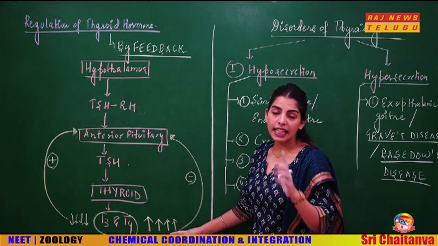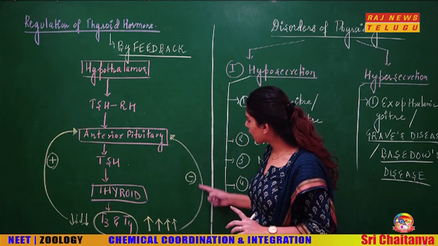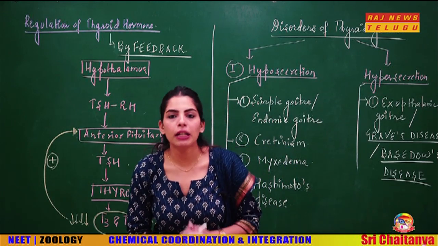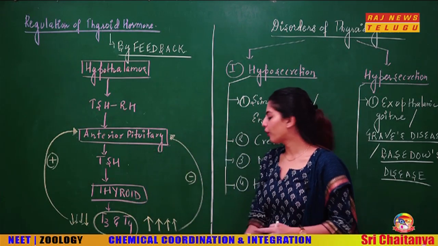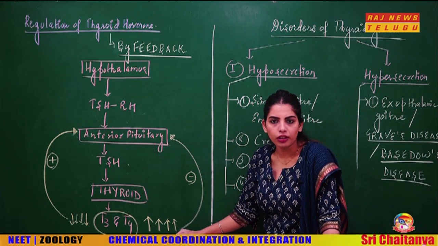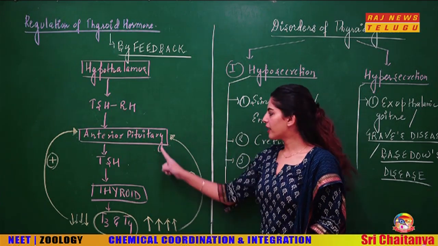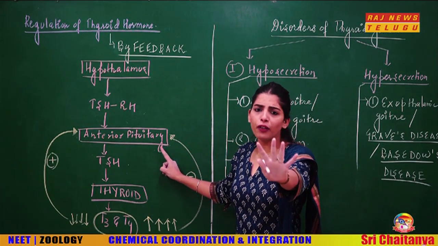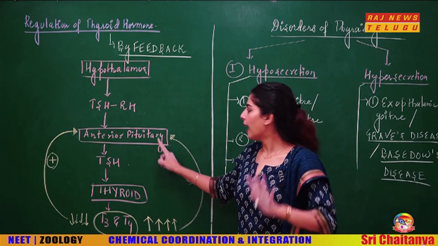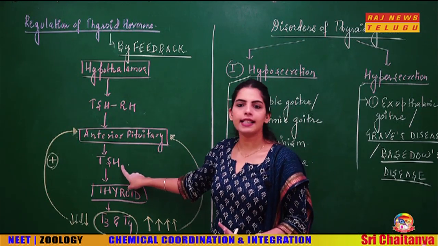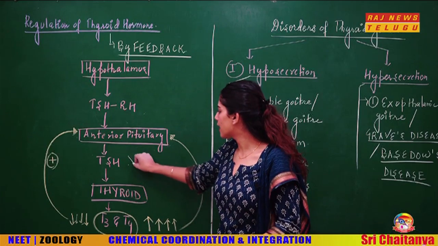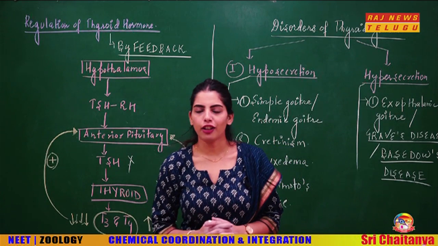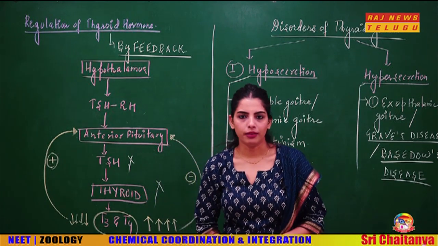Whenever there is an increased amount of thyroid hormone, it is going to give a negative feedback to the anterior pituitary. Why do you need a negative feedback to the anterior pituitary? Once the amount of thyroid hormone is more, you don't need more thyroid hormone. How can you stop its formation? Once it acts upon the anterior pituitary, it says negative feedback: stop forming me, stop forming me. The anterior pituitary will stop releasing TSH. Once there is no TSH, it won't act upon the thyroid gland, and there would be a reduction in the thyroid hormone, which is going to come back to normal.